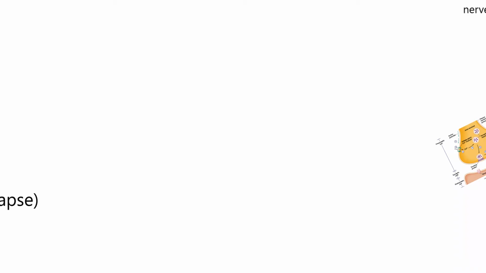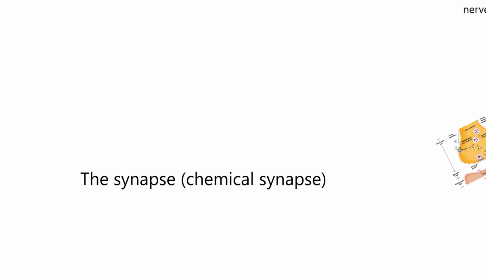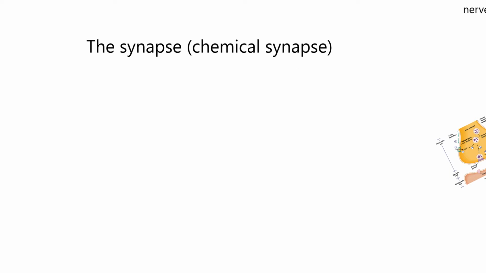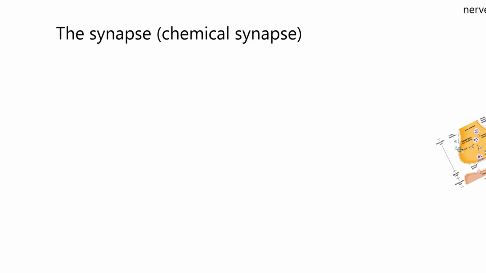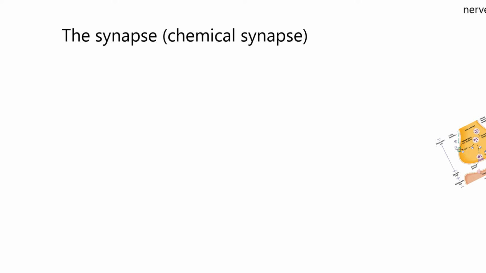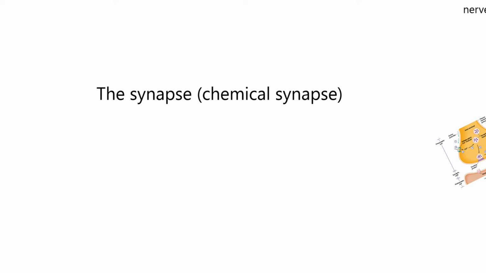Well, now we're ready to talk about the synapse. And I want to make sure you know that we're going to talk about a chemical synapse. This is a type of junction where a chemical is released across a gap. And we're going to show you this diagram. But I want to make sure you know I'm talking about a chemical synapse.